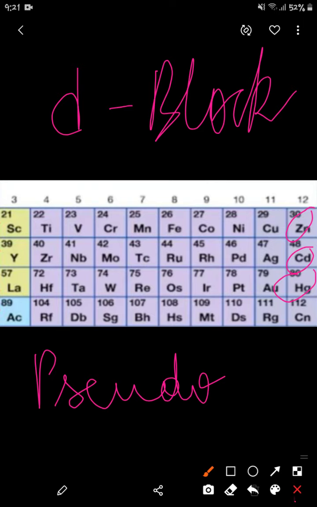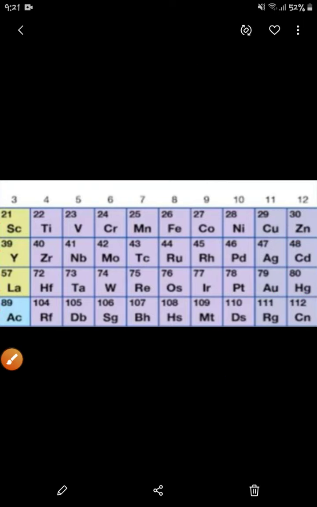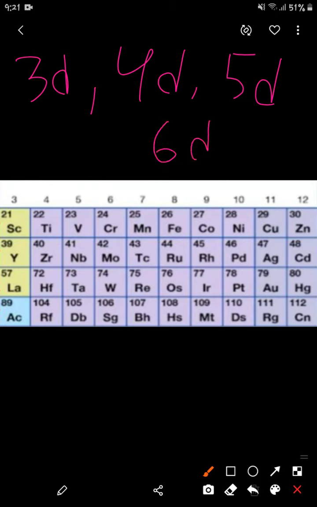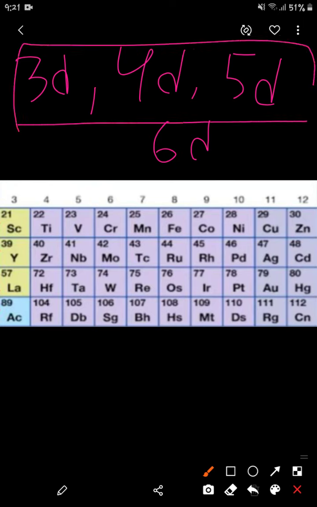Okay. Now one more thing, the d block elements have been divided into 4 series. The names given are 3d series, 4d series, 5d series and 6d series. Mainly there are 3 series. These 3 series are the main series, 3d, 4d and 5d series, that you have to learn very properly.